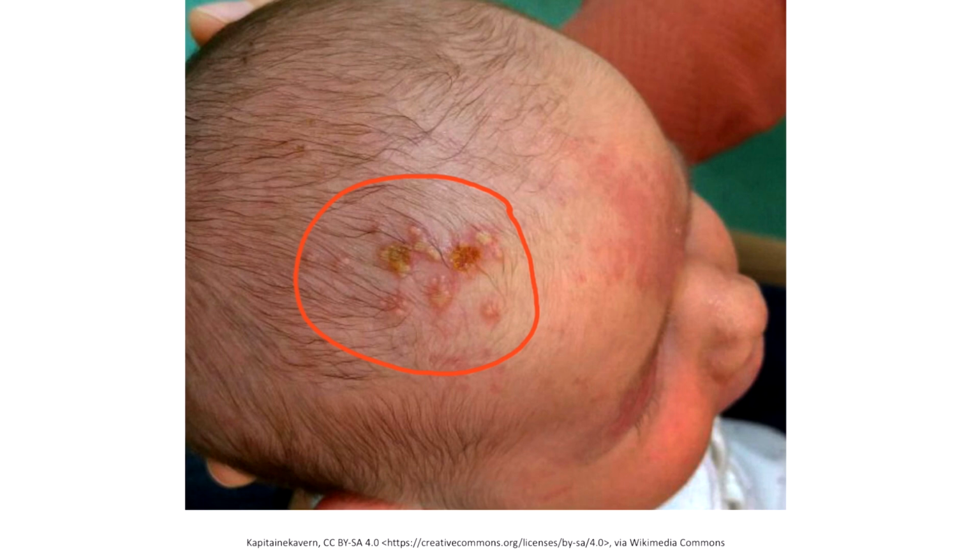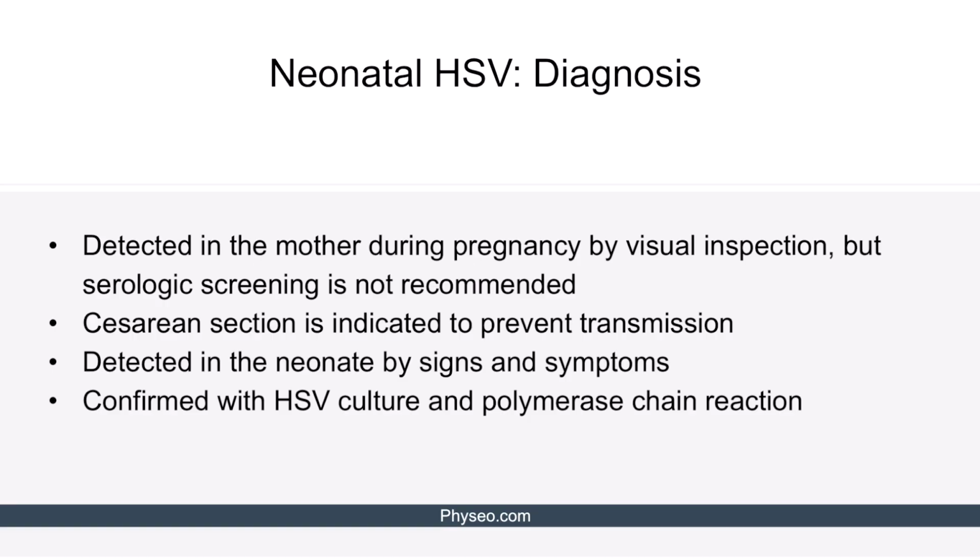So this brings us to diagnosis. Herpetic skin lesions can be detected in the mother during pregnancy by visual inspection. However, serologic screening is not recommended. And if you do identify these prior to labor, then a C-section is indicated because you want to prevent transmission to the neonate during birth. Because recall that the most common form of transmission from mother to child is perinatal, during birth.